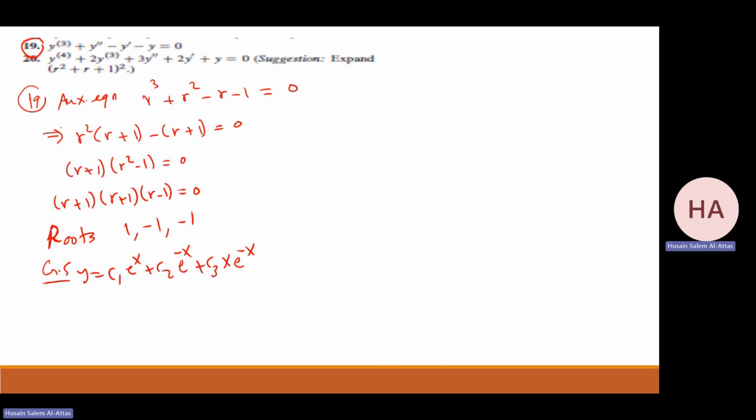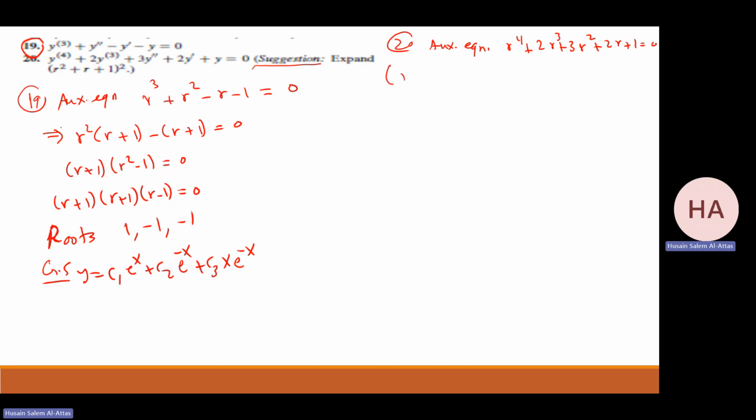Problem 20. Yeah, it seems to be a little bit complicated. I don't think it's an easy one to do without the suggestion. Suggestion, okay. What is the auxiliary equation? r to the power 4 plus 2r cubed plus 3r squared plus 2r plus 1 equals 0.